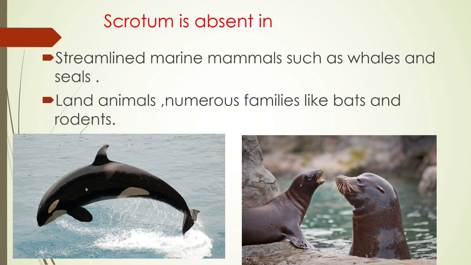It is not compulsory that the scrotum must be present in all the mammals or in all the vertebrates. There are certain examples in which the scrotum is absent. As I have shown over here, the scrotum is absent in whales as well as in seals. You can see those animals in the figure. The scrotum is also absent in land animals like bats and rodents.